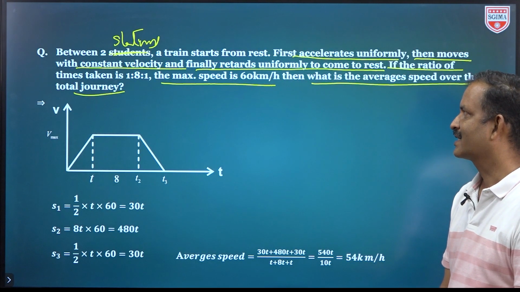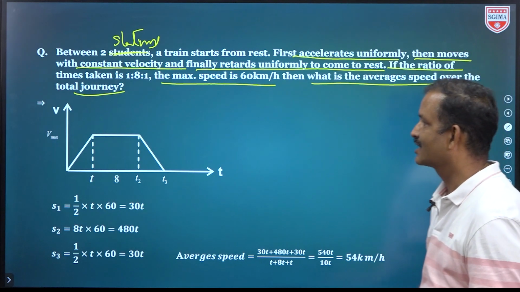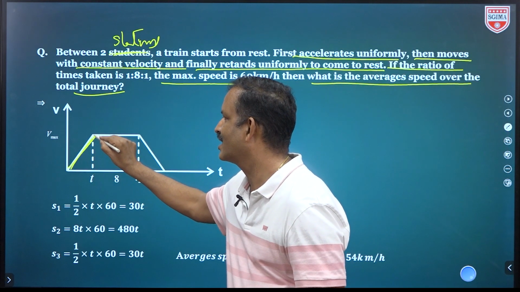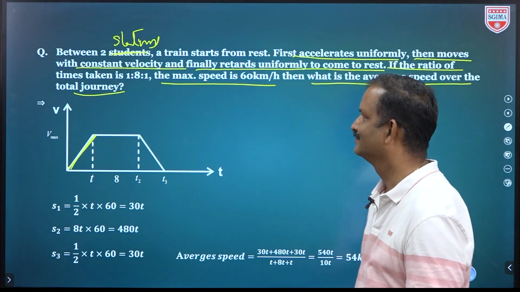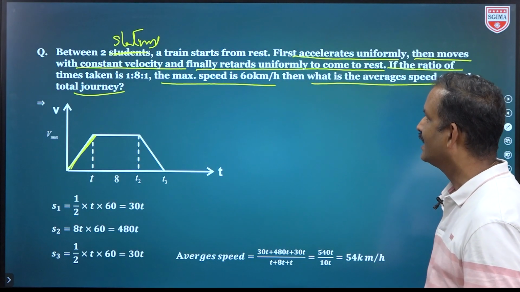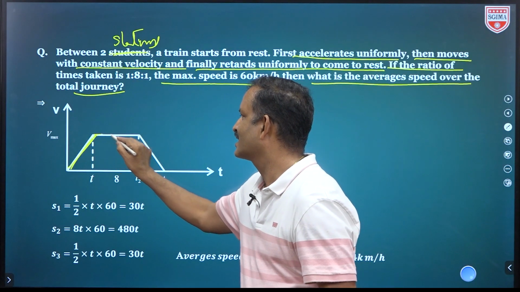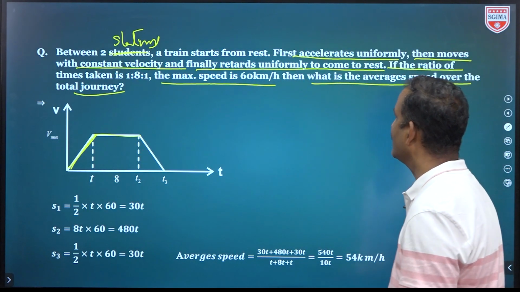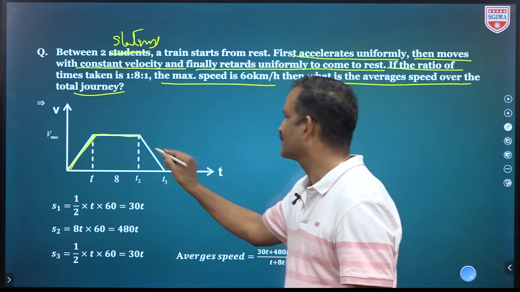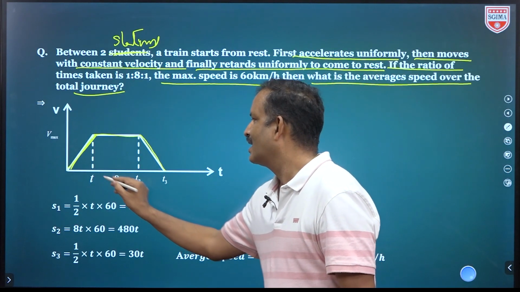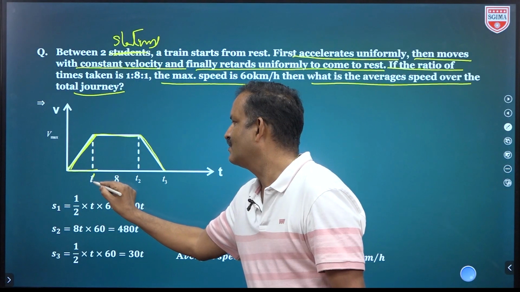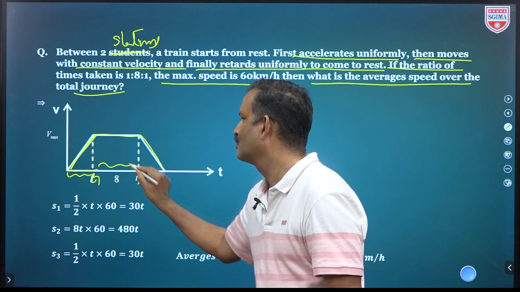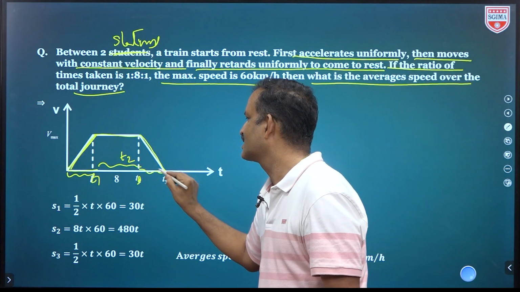Between two stations, the train is started from rest. First it accelerates uniformly, so the velocity-time graph for uniform acceleration is in this way. Then it moves with constant velocity, the velocity-time graph is in this way. And finally, it retards uniformly and comes to rest. Let us take this time as t1, this time as t2, this time as t3.